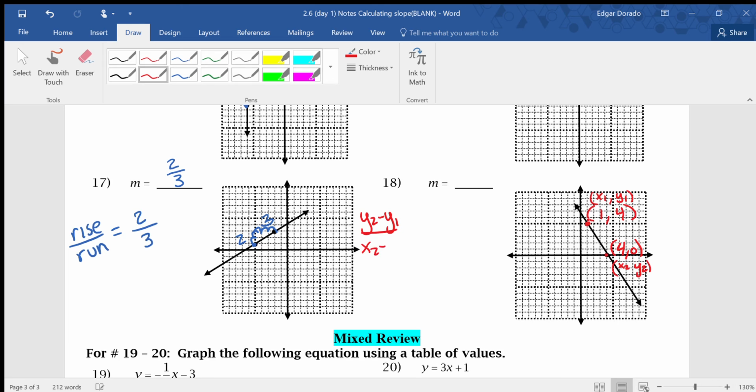If I use my slope equation, I always like to rewrite it to make sure I'm substituting values in the right place. So what do I get? I get y2, which is 0 minus 4 over 4 minus 1. So I get negative 4 over 3. I can't reduce that at all, so my slope is just negative 4 over 3. Now again, if you're not convinced for some reason, remember you can always go ahead and do the other method.